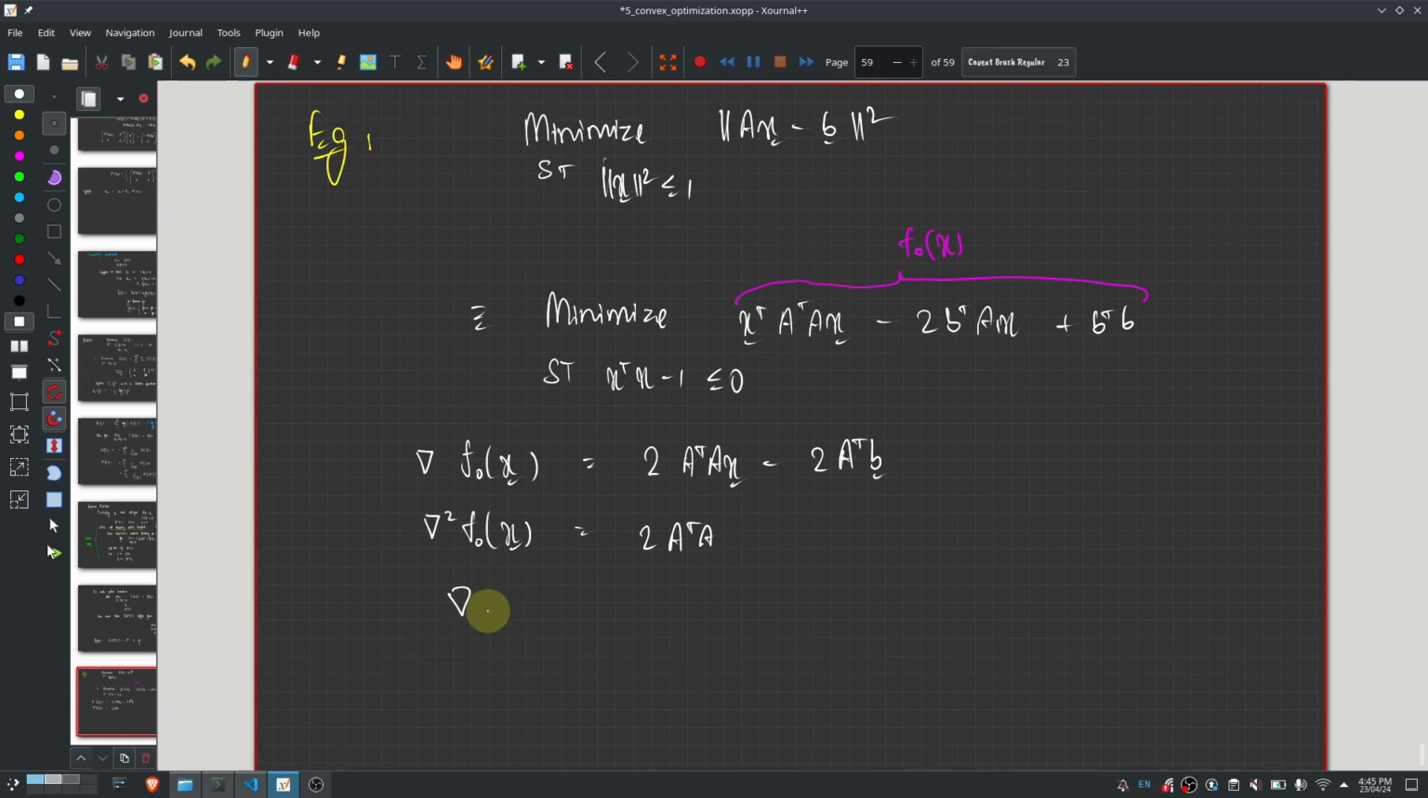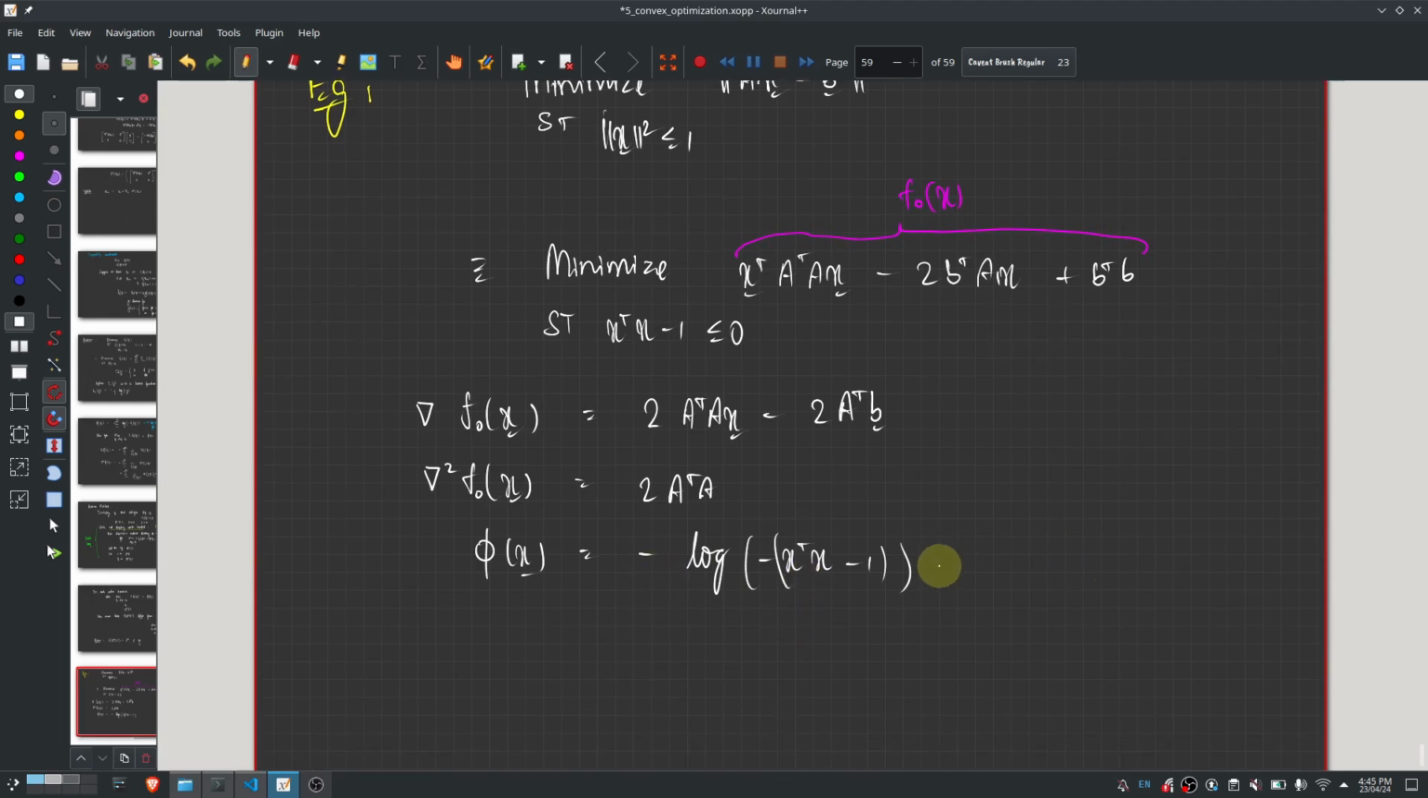Okay, what about phi of x? What is the gradient of phi of x? Let me first write down what phi of x is. Phi of x is the negative, there's only one inequality constraint, so negative of log of minus x transpose x minus 1. You can as well choose minus log of 1 minus x transpose x.